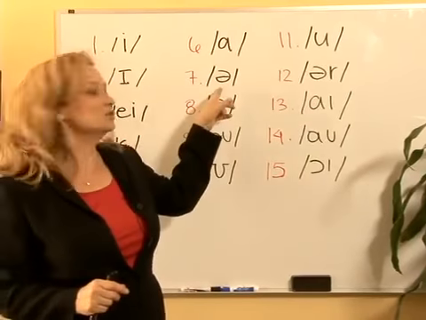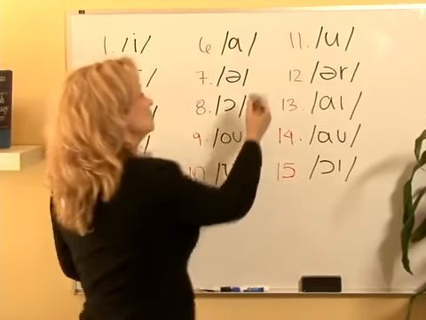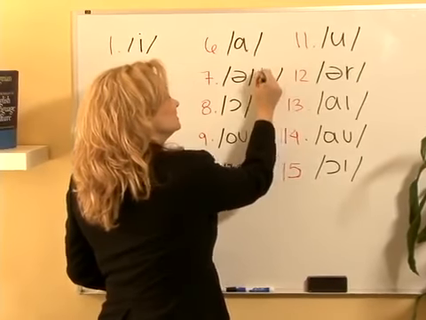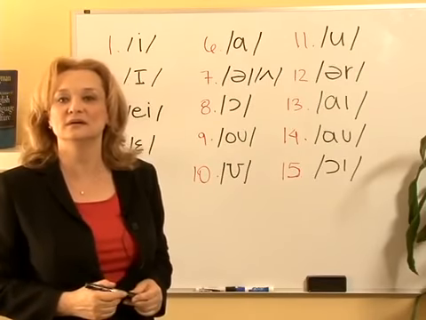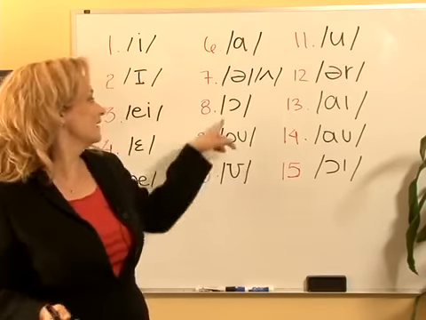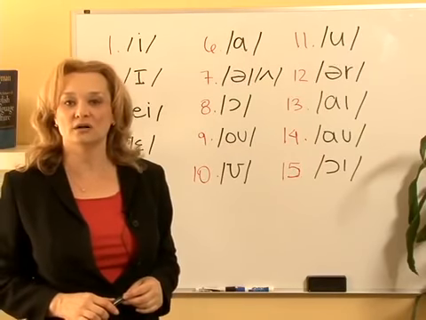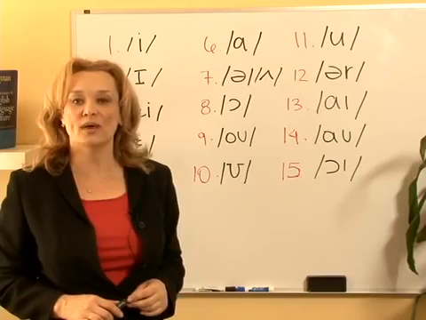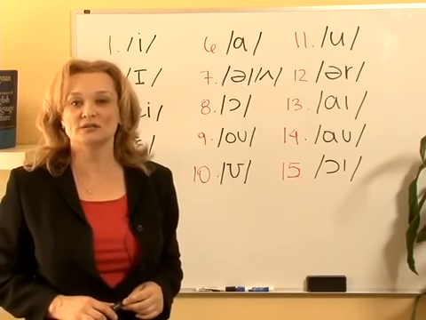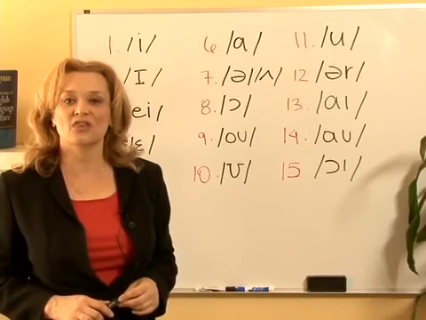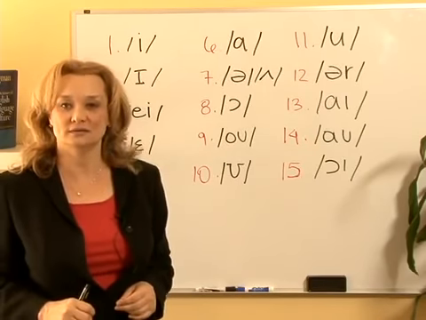This sound is usually written like this in your dictionary, but sometimes you might also see this symbol. They're basically the same sound. Okay, vowel number 8, aw, as in always, tall, bought, thought. One more time. Aw.